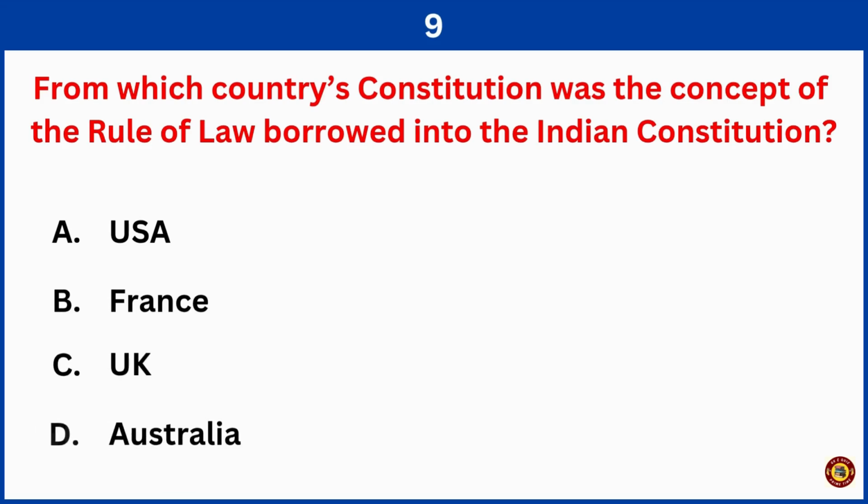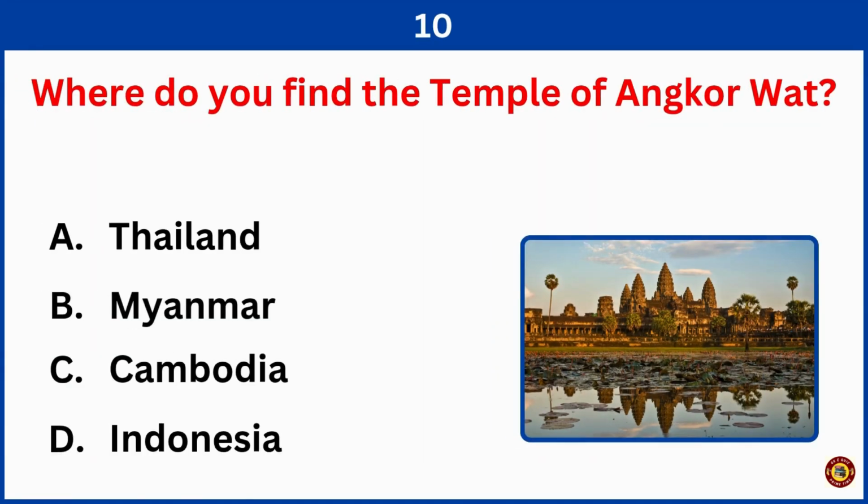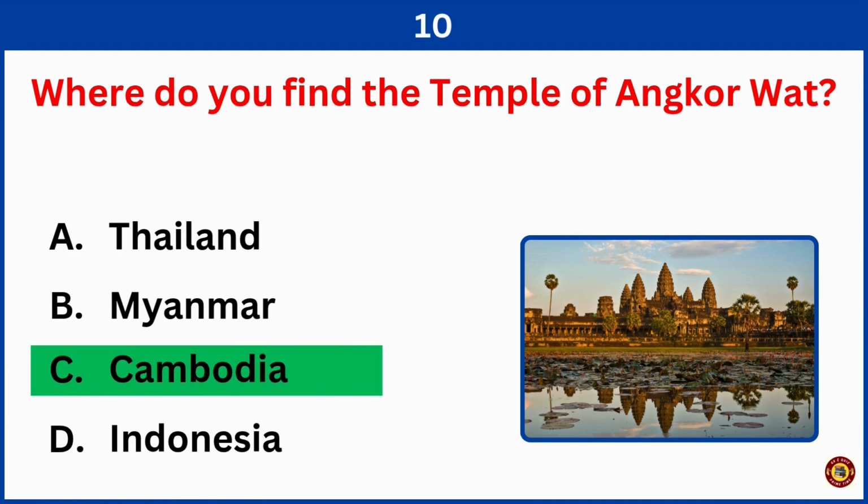From which country's constitution was the concept of the rule of law borrowed into the Indian Constitution? Right answer is option C, United Kingdom. Where do you find the temple of Angkor Wat? Right answer is option C, Cambodia.